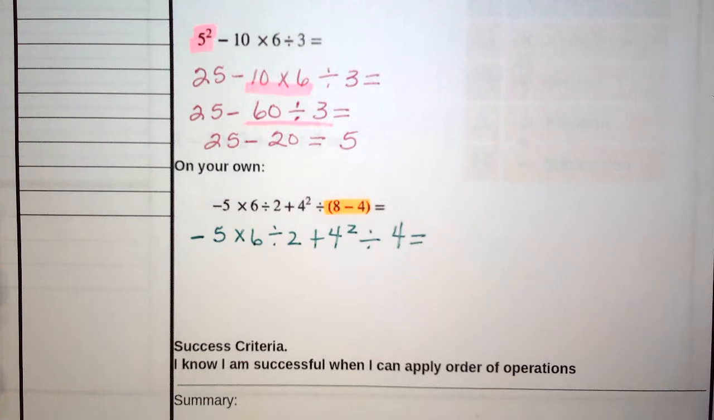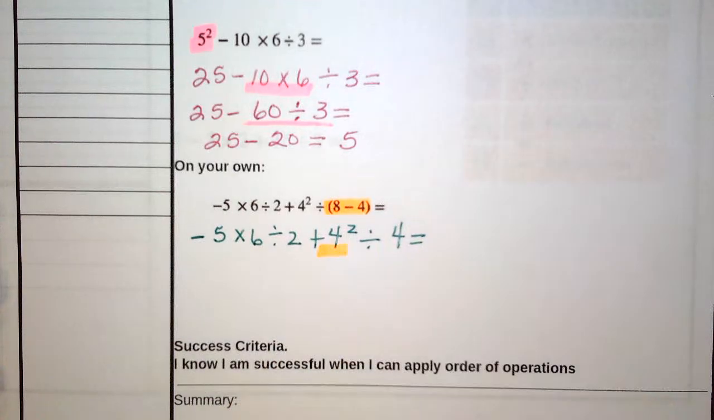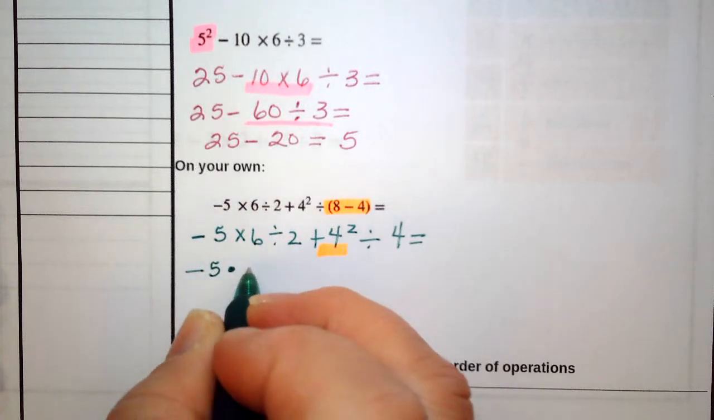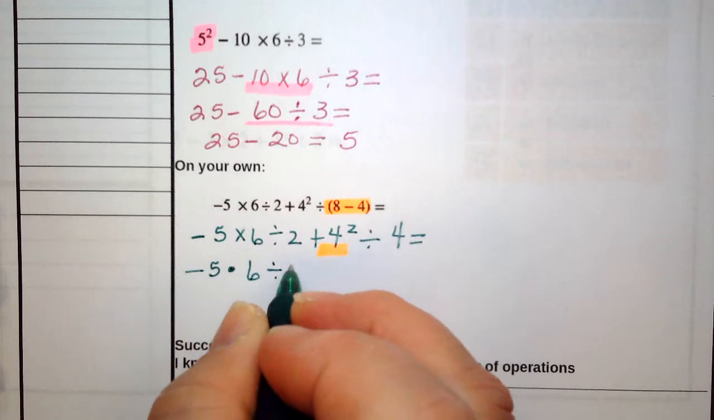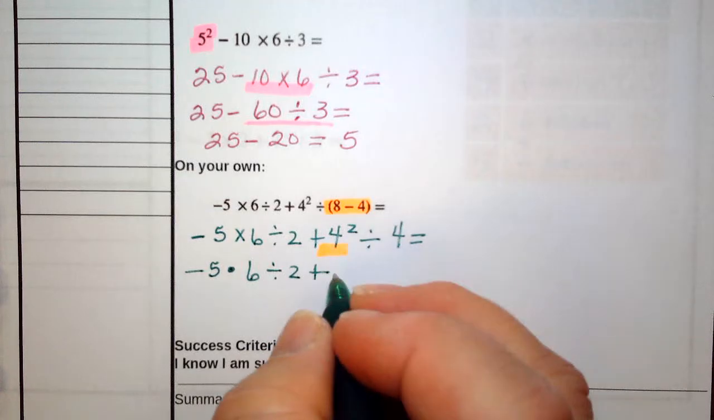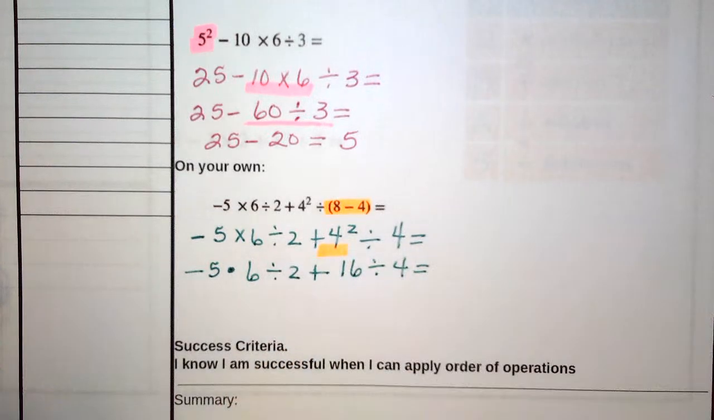Okay. Do I have any more parentheses? No. Do I have an exponent? Yes. Exponents come next. Negative 5 times 6 divided by 2 plus 4 times 4 is 16 divided by 4 equals.